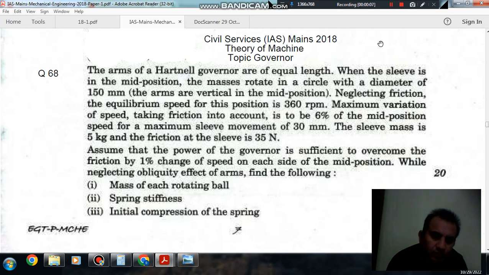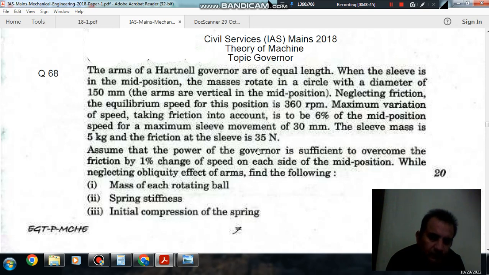The topic is Governor. Question number 68 from Civil Services Mains 2018: the arms of a Hartnell governor are of equal length. When the sleeve is in the mid position, the masses rotate in a circle with a diameter of 150 mm, and the arms are vertical in the mid position, neglecting friction. The equilibrium speed for this position is 360 rpm. The maximum variation of speed is to be 6% of the mid position speed for the maximum sleeve movement of 30 mm.